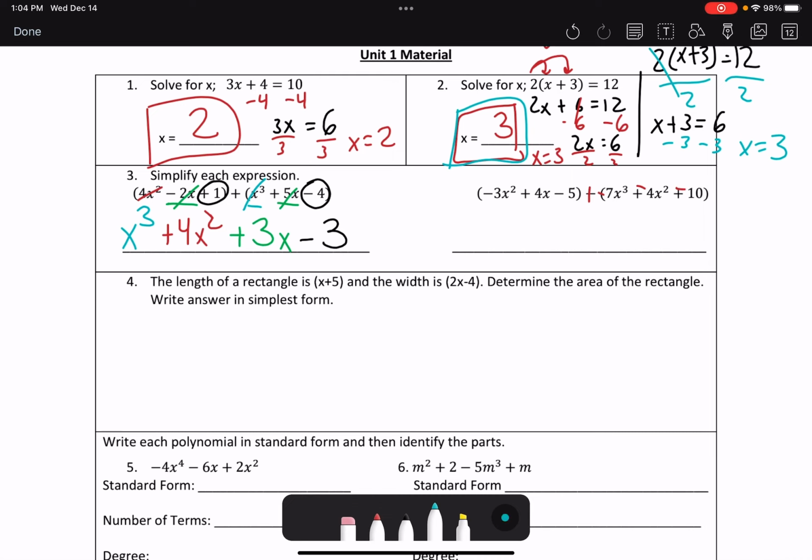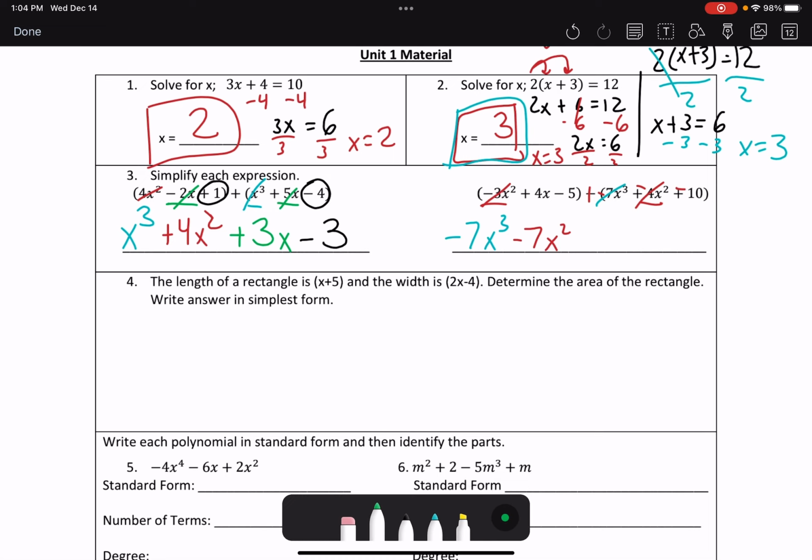So my first highest term is going to be that negative 7x cubed. There are no other cube terms, so I'm going to bring down that term. Then I'm going to combine my x squareds. I've got negative 3x squared and a negative 4x squared to give me negative 7x squared. And I can bring down those terms.